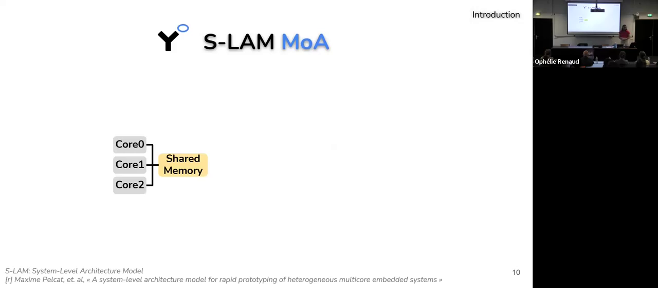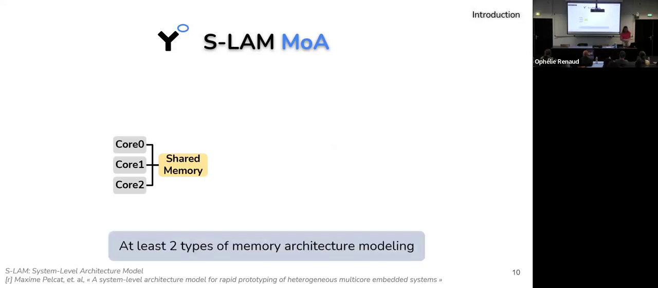And on the architecture side, we employed the SLAM model, which consists in representing architecture with a very simplified model at system level. Here, a graph is composed of processing elements, communication nodes, connection types, and properties. And SLAM allows representing at least two memory architectures.